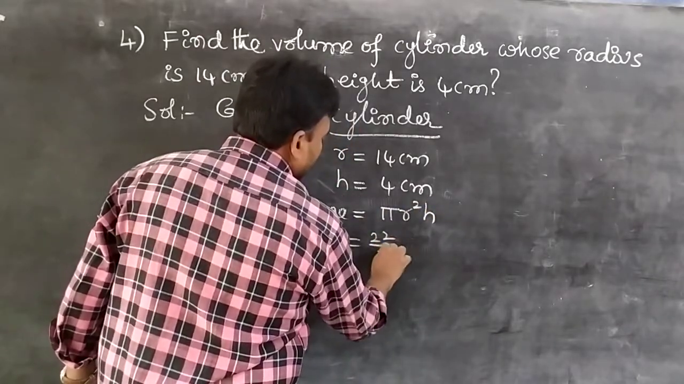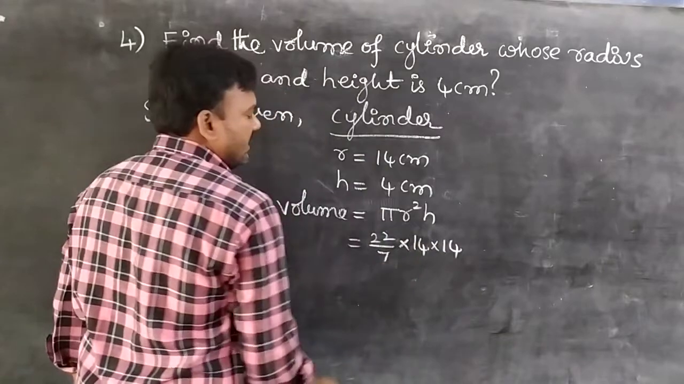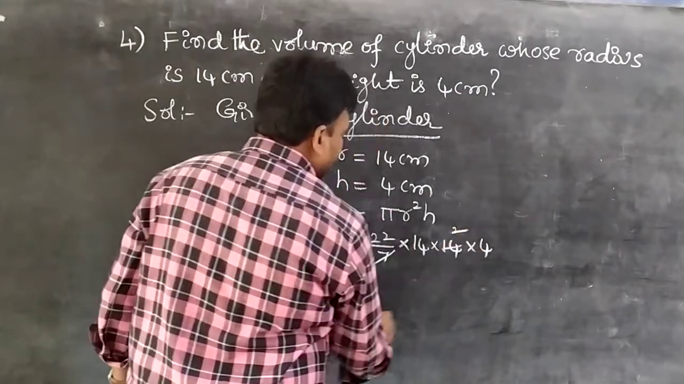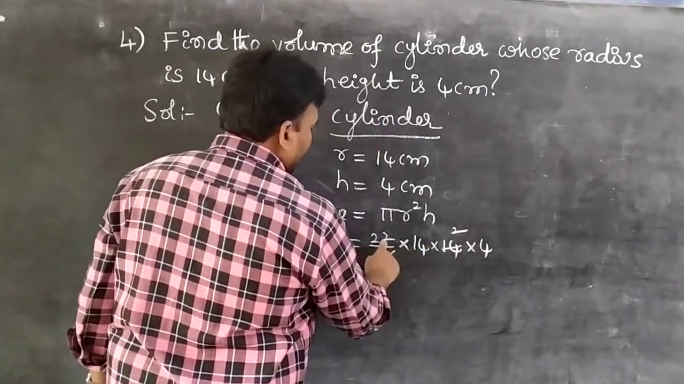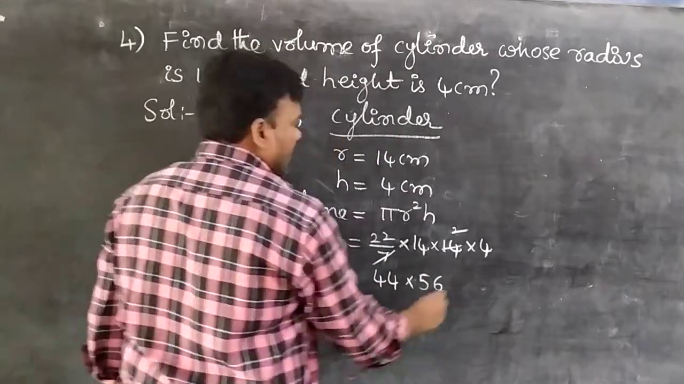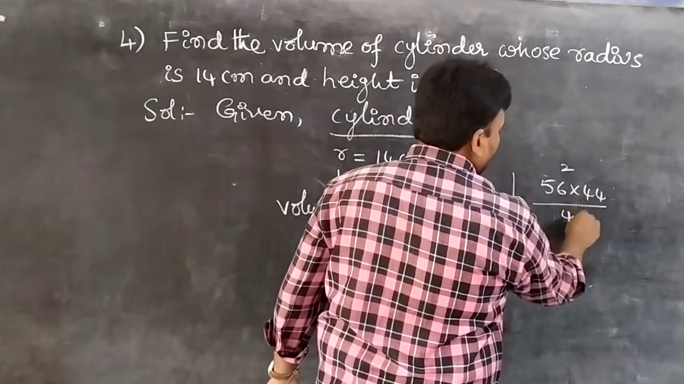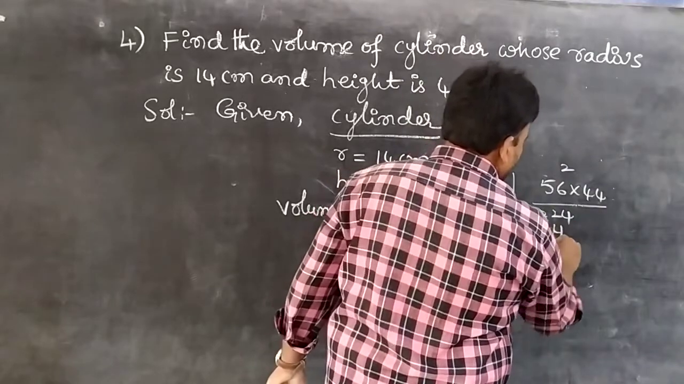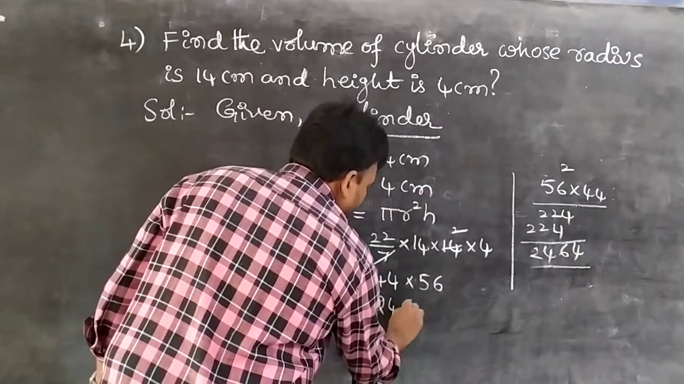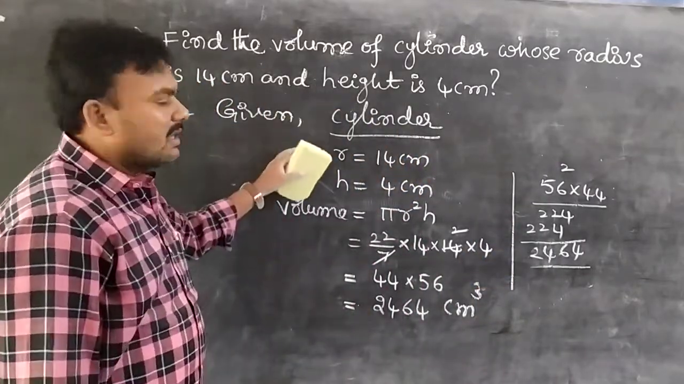Substitute the values. 22 by 7 into r, what about the r value here? 14 into 14. Why is r square there? Into h value 4, students. h is 4. So 7 ones, 7 twos. It becomes 22 into 2, 44, into 14, into 4 is 56. Then do the multiplication, friends: 56 into 44. The answer is 2464 cubic centimeters. This is the solution of the given problem, students.